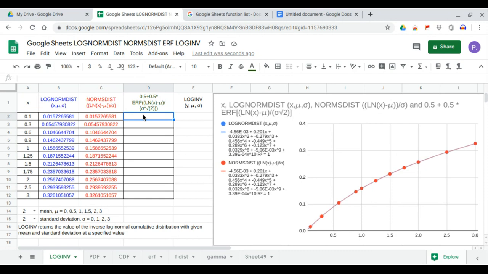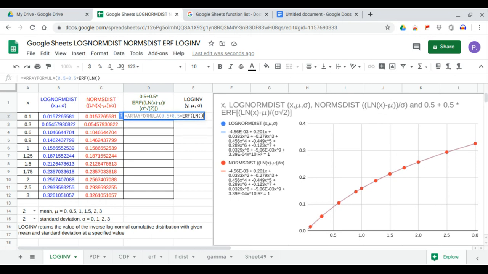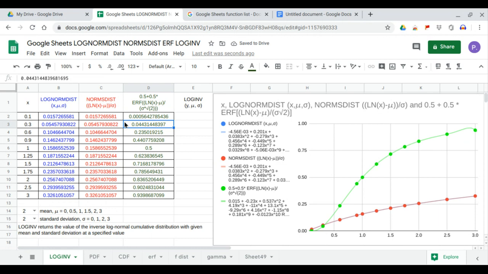Then we use the ERF function. So it is an array formula: 0.5 plus 0.5 times ERF. Okay, we'll settle for ln for now of the x values. Now that we have the ln x, subtract the mean from it, minus mu.